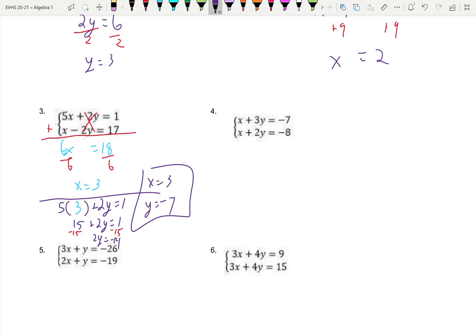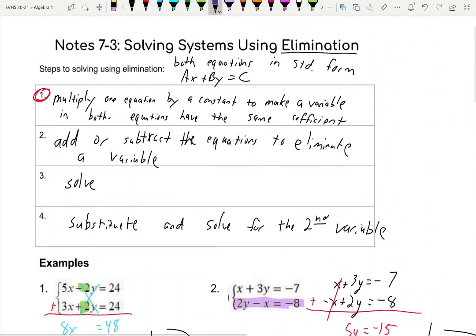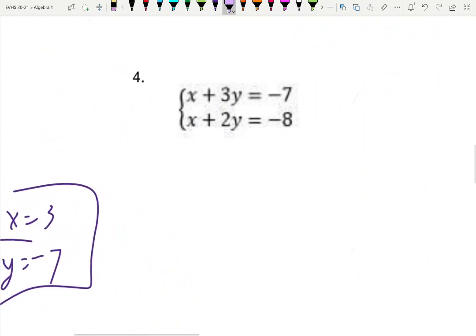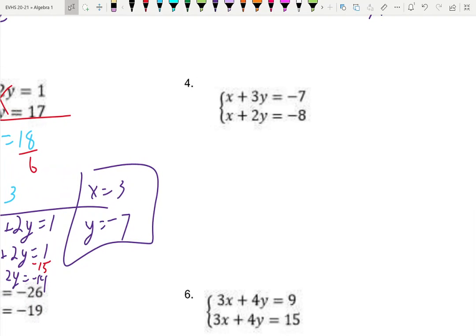Okay, number 4 is going to act a little bit different than the ones before. You'll notice that step 2 here said add or subtract. Now, the reason that's there is because you'll notice that on these, if I was to add the equations together, x plus x is 2x, 3y plus 2y is 5y, nothing eliminates. But I always have the ability to subtract the equations, and the same process will still work. So here, x minus x, those would eliminate. Now, 3y minus 2y is just y, and negative 7 minus negative 8 makes that a plus 8.